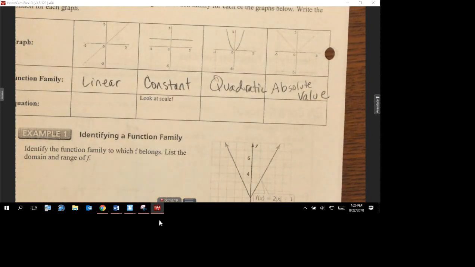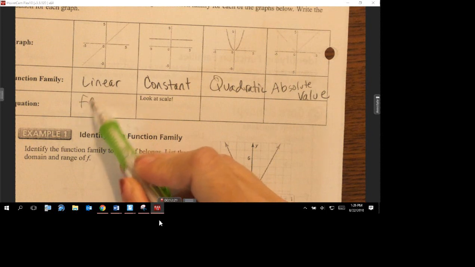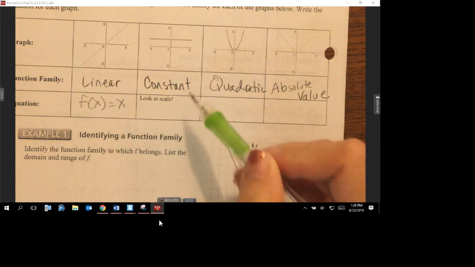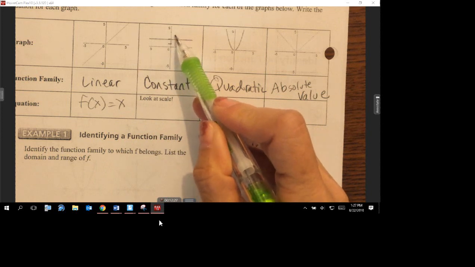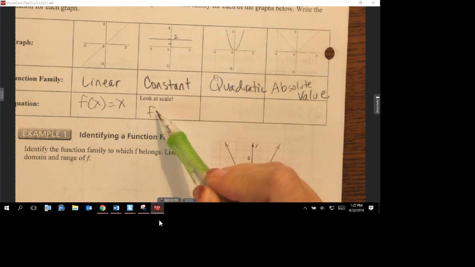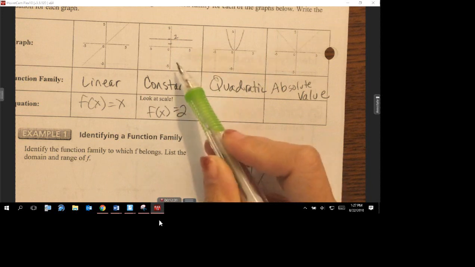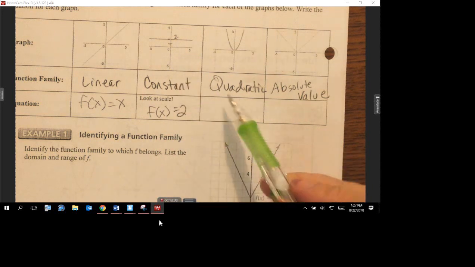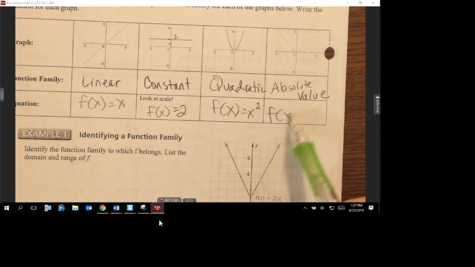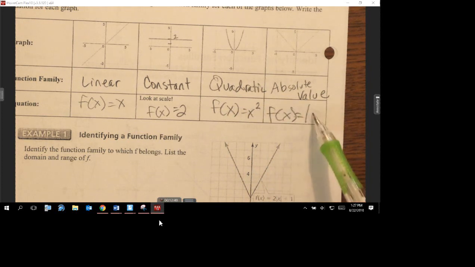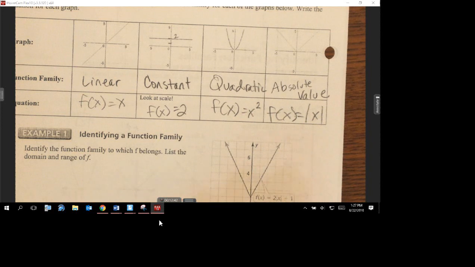And then the equation, we already went over that was f of x equals x. This one's different because it doesn't hit at 1, it hits at 2 on the y-axis, so this would be f of x equals 2. That's not the parent function. And this one is f of x equals x squared, and then f of x equals absolute value of x. That's a bunch of vocabulary. Now we're going to use it.